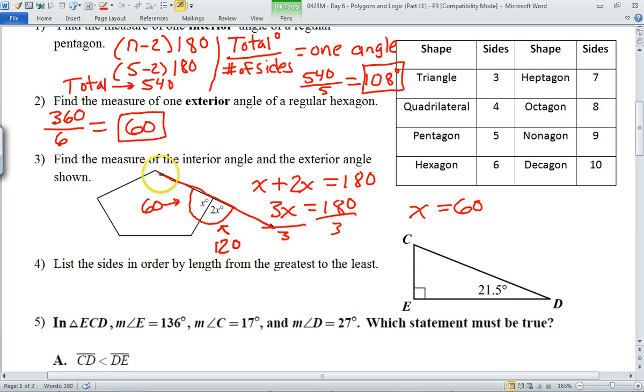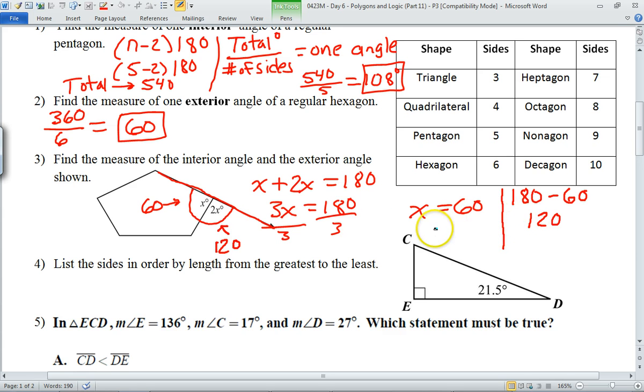The other way to think about it is straight line. We knew that these would make a total of how many degrees? 180. So once we find one angle is 60, we could find the other angle by doing 180 minus 60, since they have to both add up to 180. And that also is another way of getting 120.